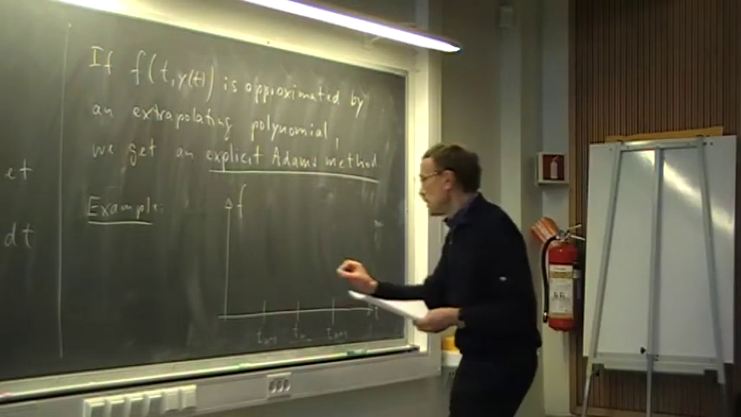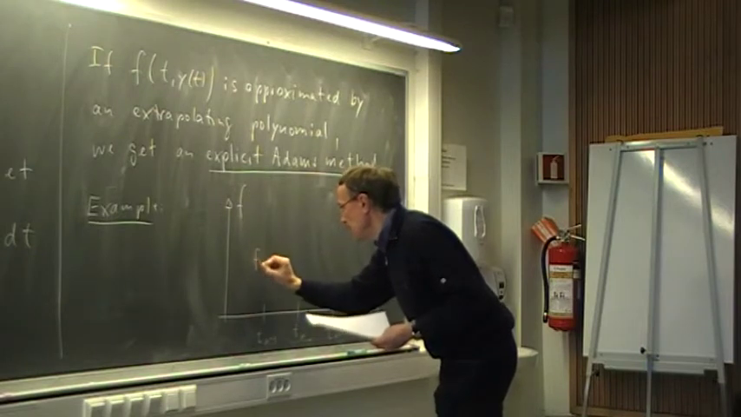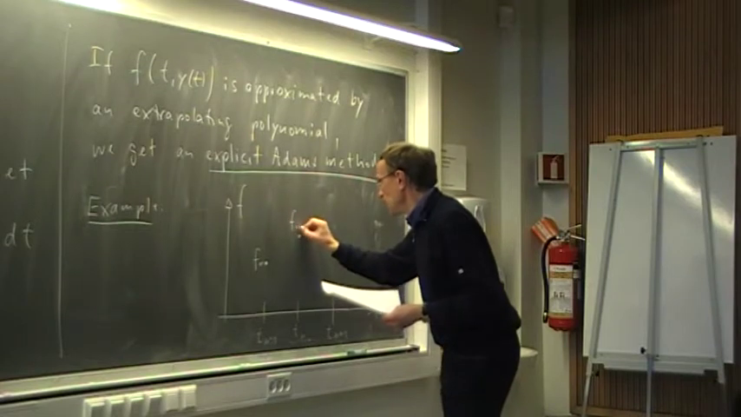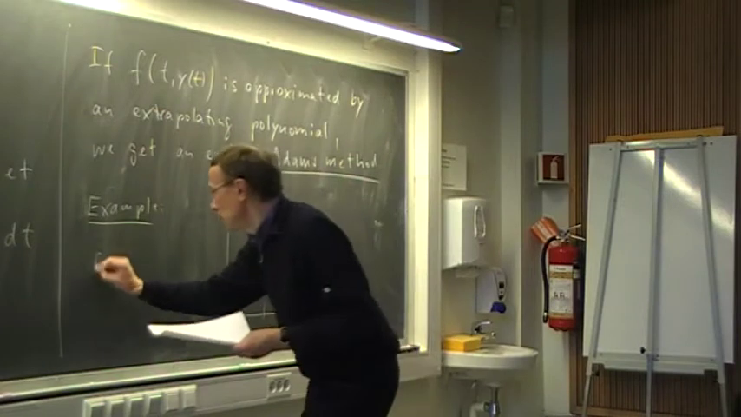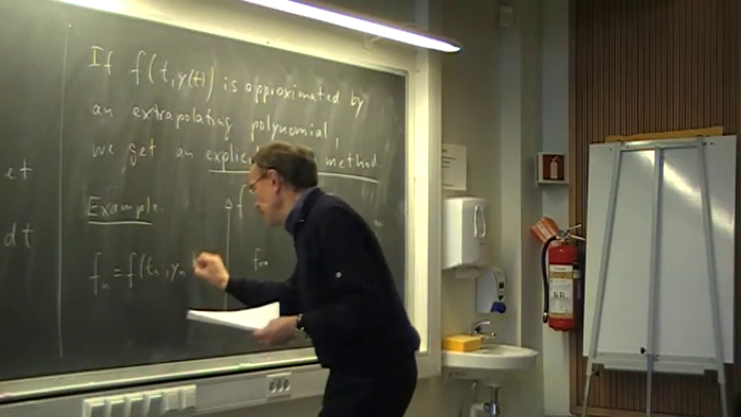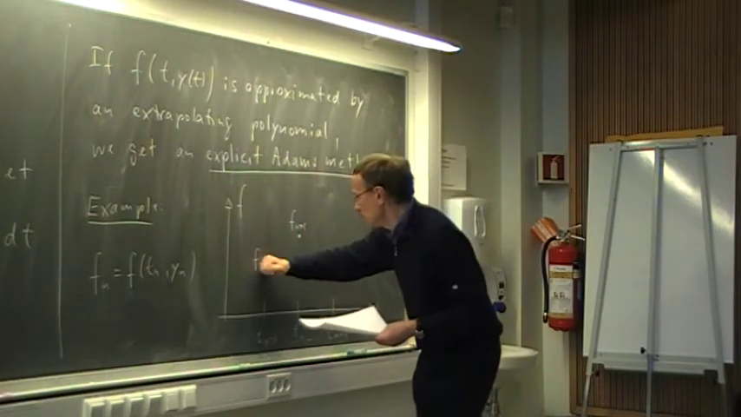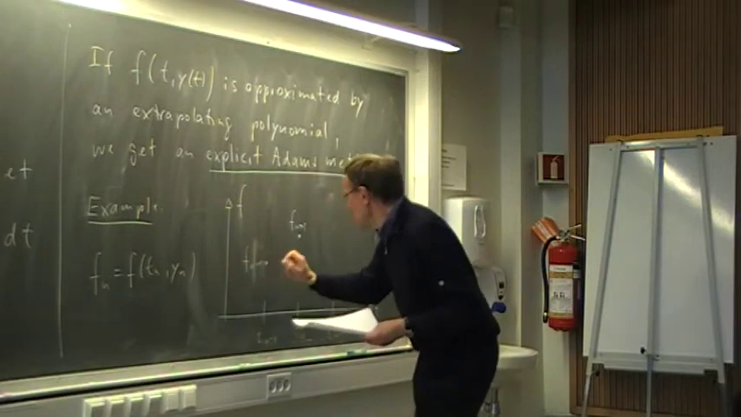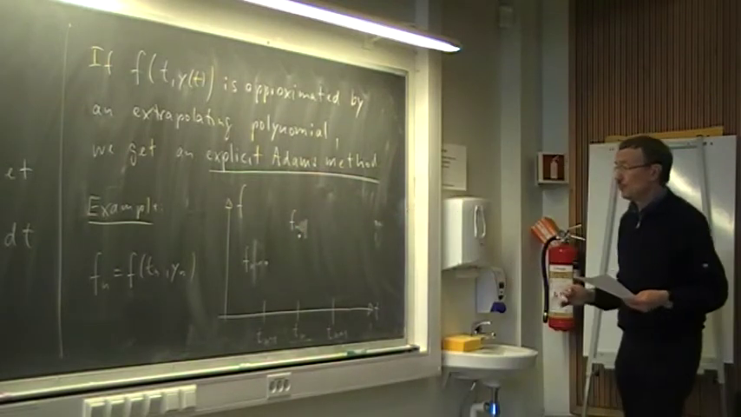What we imagine is that we know, we call this here fn, and that we know the fn plus 1. So the fn is now standing for f of tn, yn. Sorry, this is a bit wrong. I got the indices wrong, sorry. This is fn minus 1, of course, and this is fn. The fn plus 1 we don't yet know.